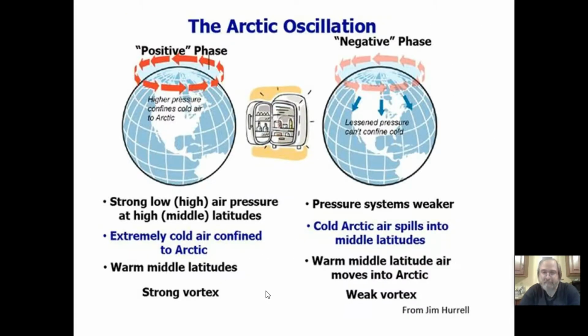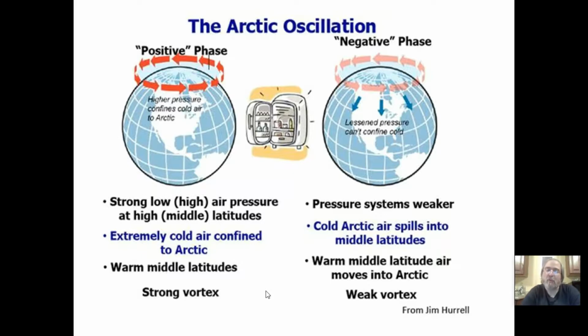So here's the positive phase. Higher pressure confines the cold air to the Arctic. In the negative phase, lessened pressure can't confine the cold, so it starts to spill out from the Arctic. So in the positive phase, we have a strong low and high air pressure at high middle latitudes. Extremely cold air confined to the Arctic, warm middle latitude, strong vortex. You've heard of the polar vortex.